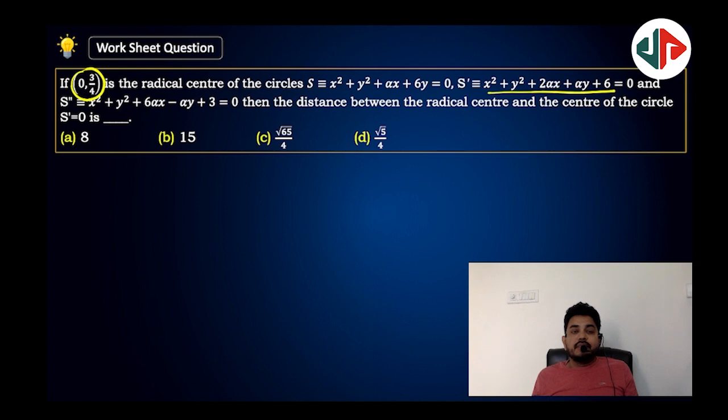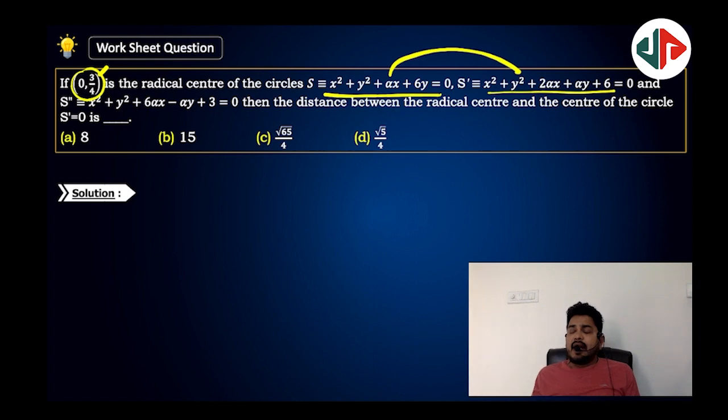So, how to find this radical center? It means you need to go ahead with the radical axis, take two of them, and find out. That is one thing. Or you go and find out the power of points. So look here, there are two ways.